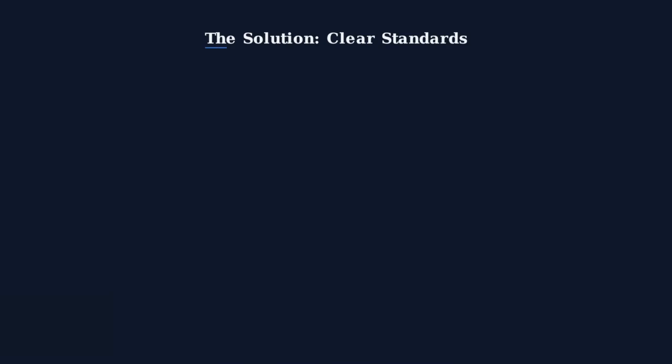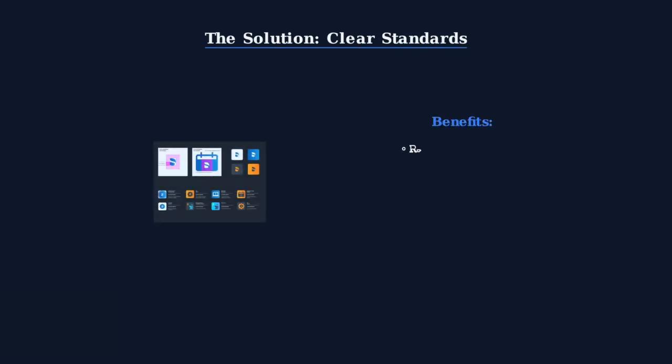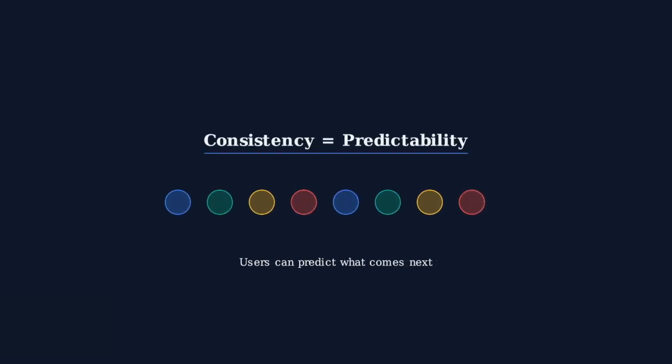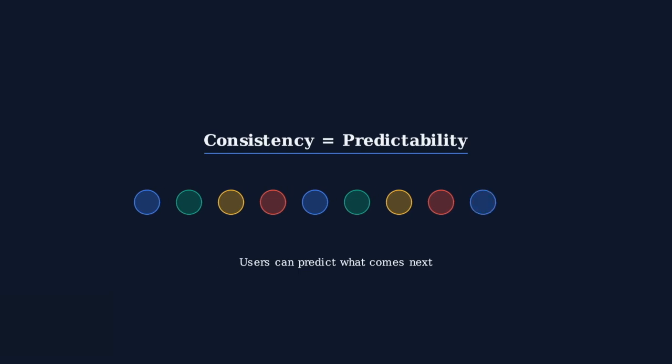The solution is establishing clear standards. Document your feedback patterns, create reusable components, and ensure every team member understands when and how to use each type of feedback. Remember, consistency isn't about making everything identical. It's about creating predictable patterns that users can rely on. When feedback is consistent, users can focus on their goals instead of figuring out how your interface works.